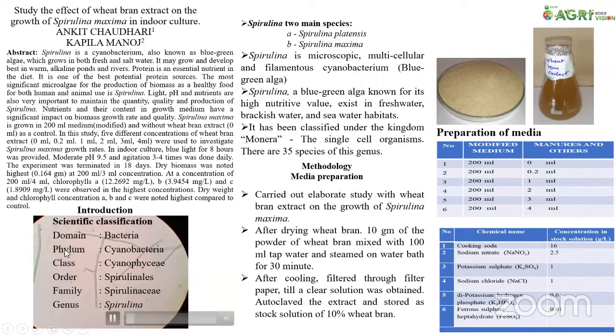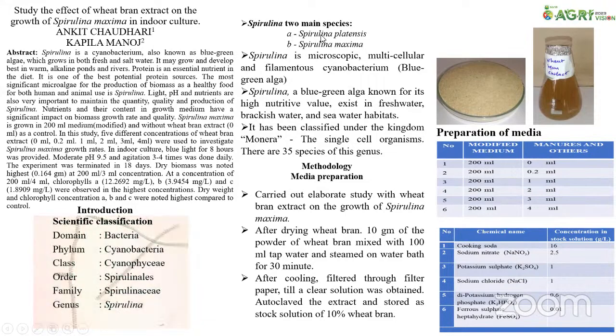Scientific classification, see the microscopic observation of Spirulina. Domain Bacteria, phylum Cyanobacteria, class Cyanophyceae, order Spirulinales, family Spirulinaceae, genus Spirulina. Spirulina has two main species, Spirulina platensis and Spirulina maxima.